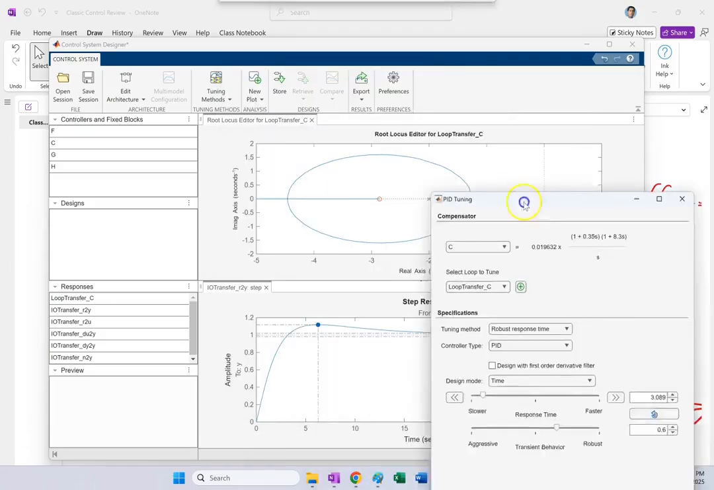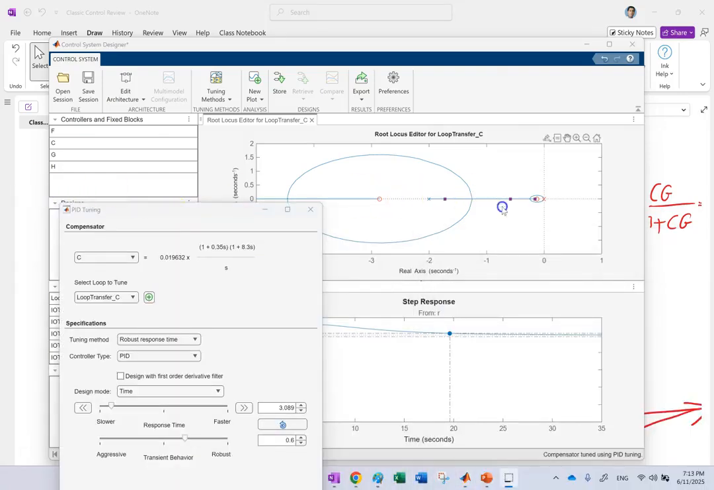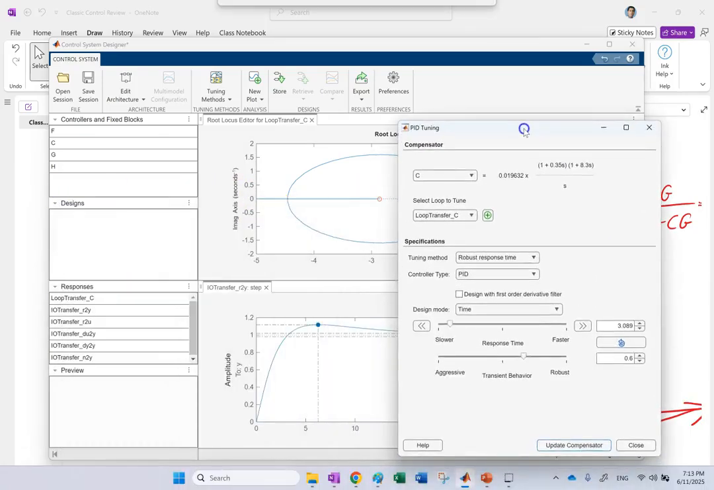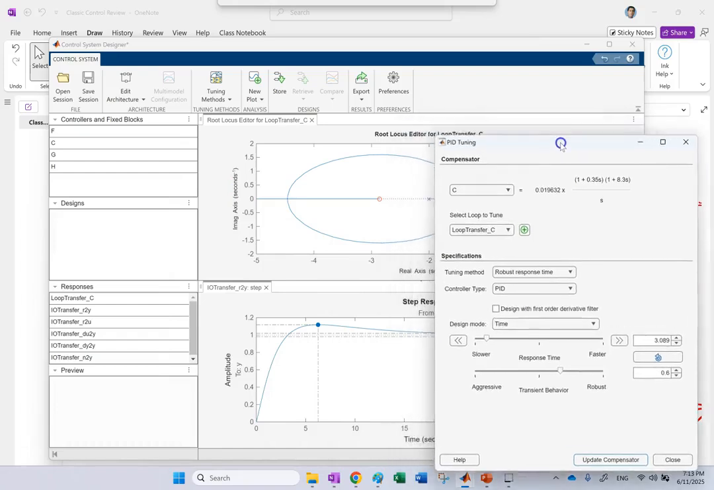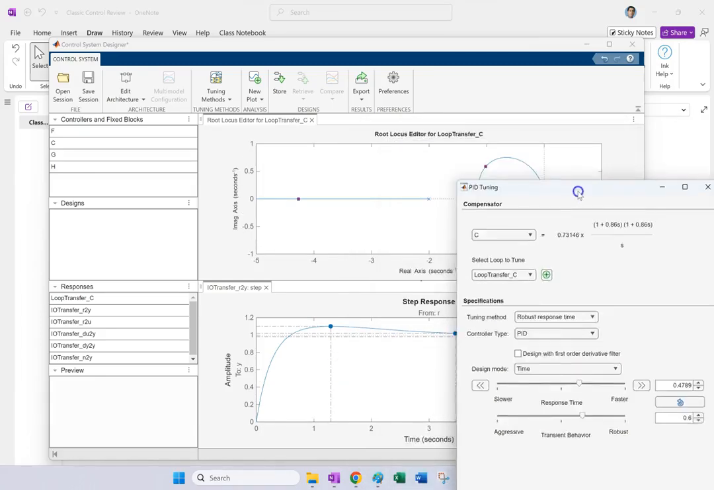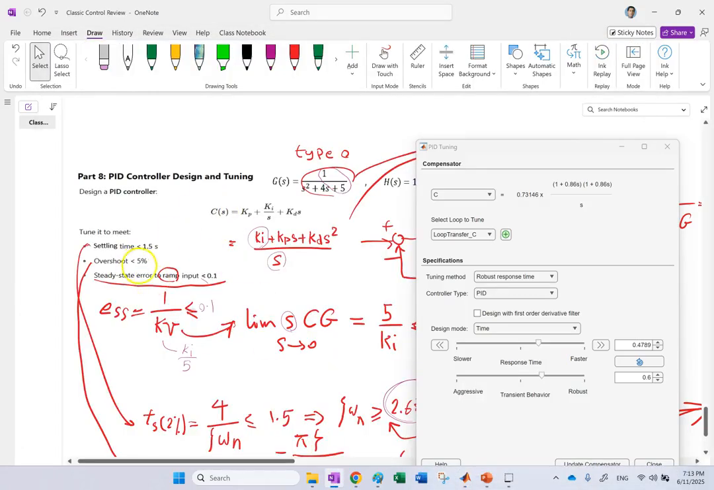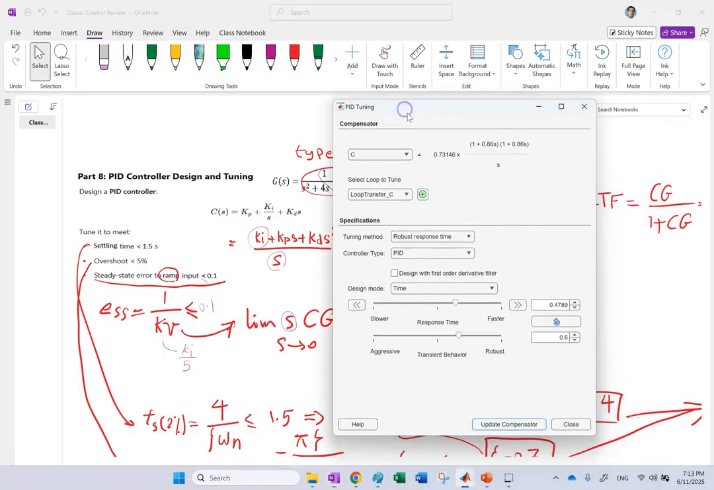Okay, so here, you see right now, clearly your settling time is very bad, right? The system is very slow. So what I can do, I can make the system quite a bit faster and ask it to update. You see now it came below 1.5 seconds, which is what I want. And what is the overshoot here? The overshoot is 10%. I wanted it to be below 5%. So my overshoot is not good.